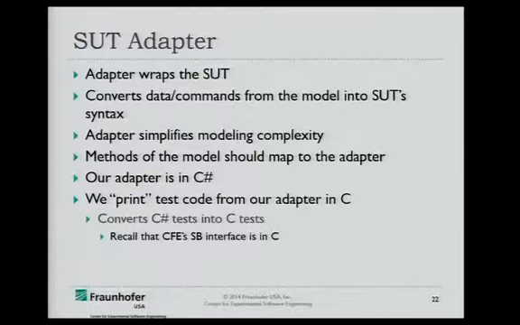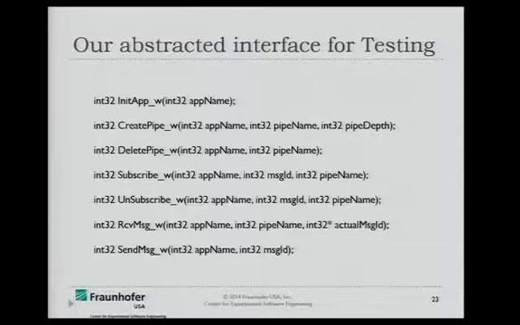For example, in the model, I say create a pipe, and I say the pipe name is 0. The 0 may not be sensible at the API level. The API requires a string as a pipe name, so we have to map 0 to a particular string. So we do all this translation at the adapter level to make it work at the real API level. So we invented our own abstracted interfaces for testing, sort of. These wrappers essentially convert all of the things that you saw on the model into specific concrete syntax.